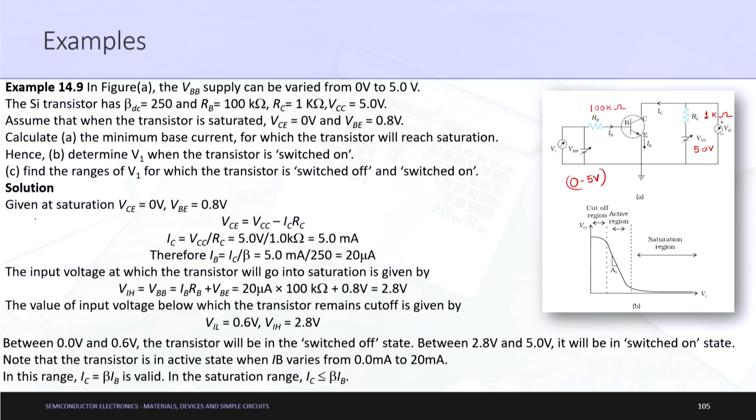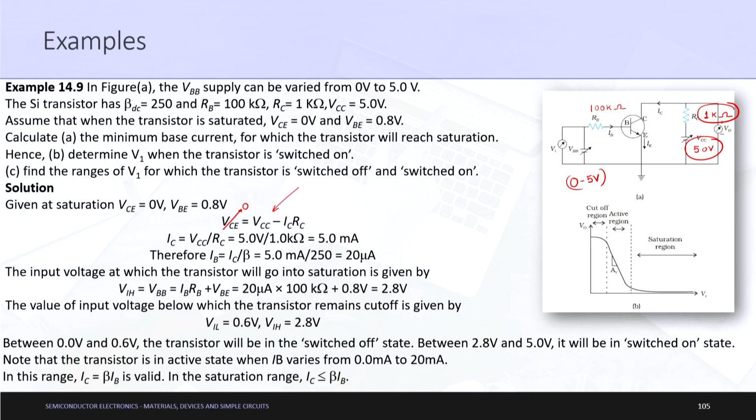So, first of all, at saturation it is already given to you that VCE is 0 volts and VBE is 0.8 volts, right. Let me use Kirchhoff's rule at the second loop. Therefore, what is VCE? VCE is nothing but equal to VCC minus ICRC. As the value of VCE is 0, we get IC is nothing but VCC by RC. Is the value of VCC given to you? The value of VCC is given. Is the value of RC given to you? The value of RC is given. Just input it, you will get the value of IC as 5 milliamperes.